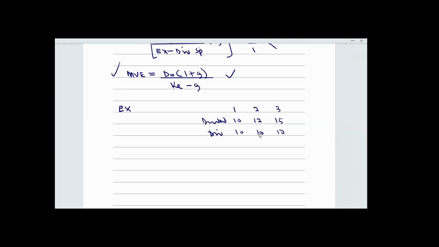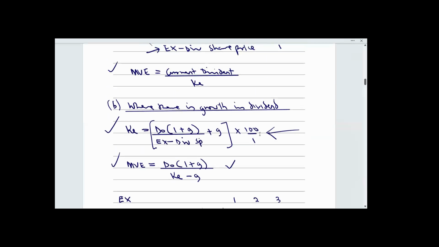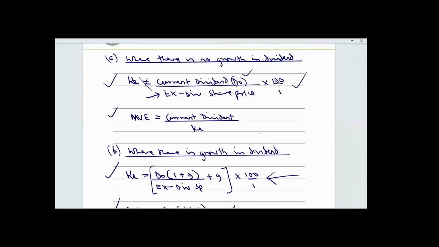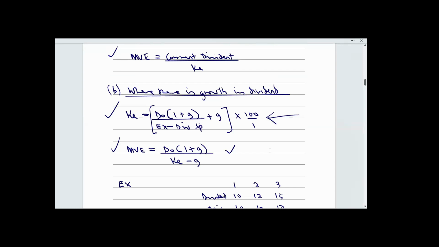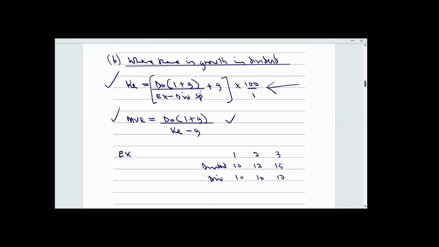So if dividend is constant, you use the first formula. But if dividend is different for each year, then you use the formula with the growth rate. So that is for that. Is it clear now? Yes, sir. Okay, then. Let's move on.